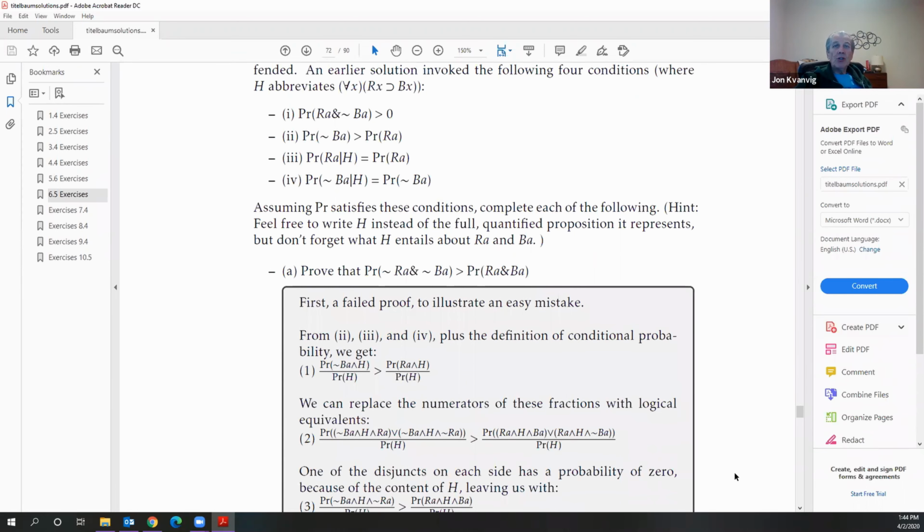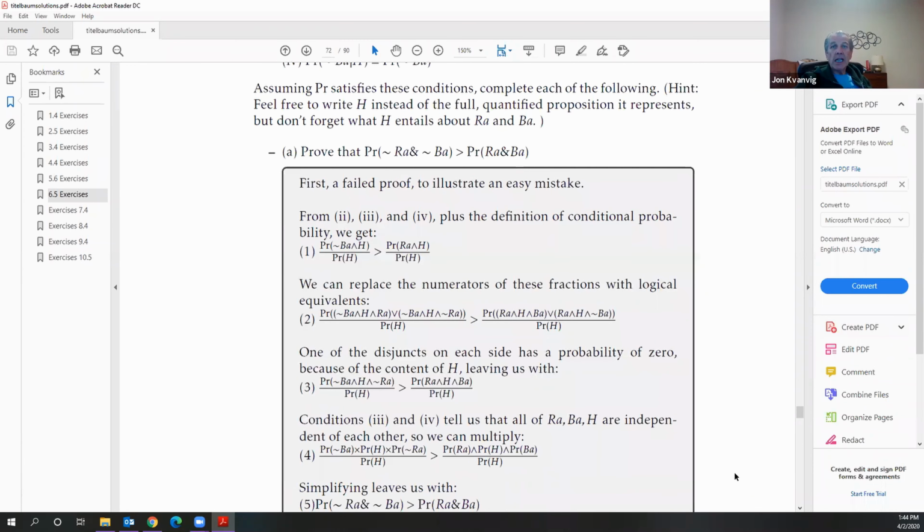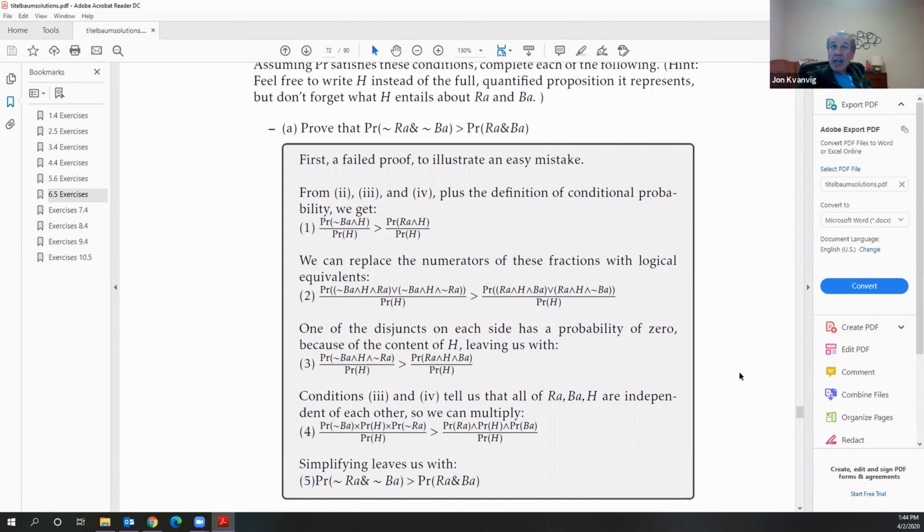Now I'm going to do a proof with a mistake in it, and I'm not going to point out the mistake, but I want you to look for the mistake and see if you see it as we go through the proof. It's a really simple and easy mistake to make, and then I'll explain why it's a mistake.